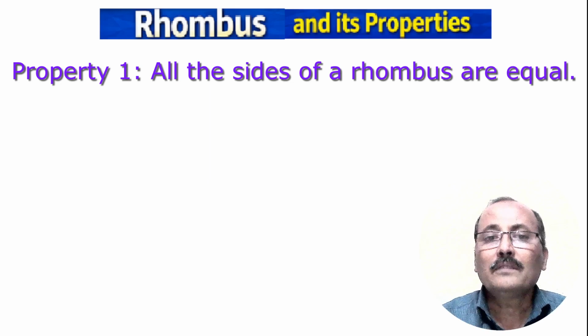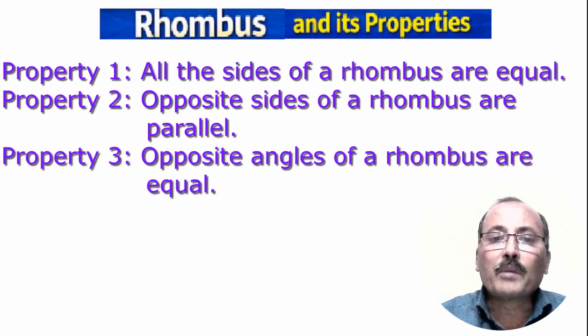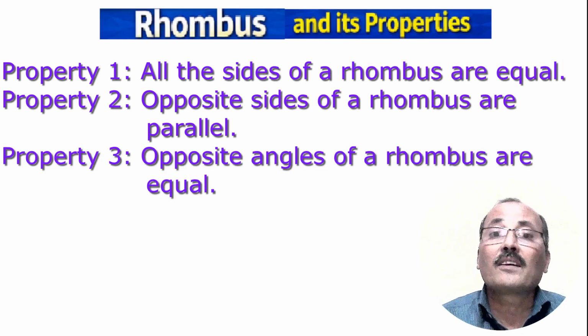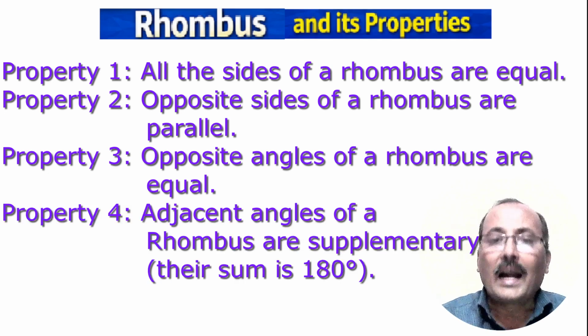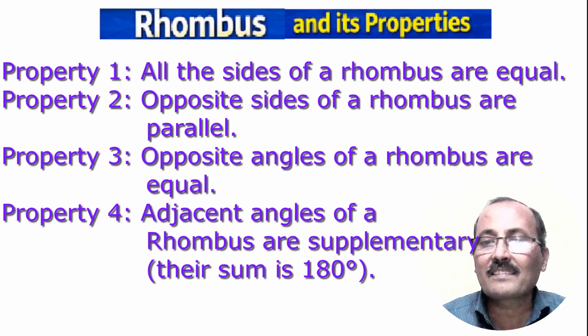Property number 1, all the sides of a rhombus are equal. Property number 2, opposite sides of a rhombus are parallel. This is true for rectangle and parallelogram also. Property number 3, opposite angles of a rhombus are equal. Property number 4, adjacent angles of a rhombus are supplementary, that is their sum is 180 degrees.